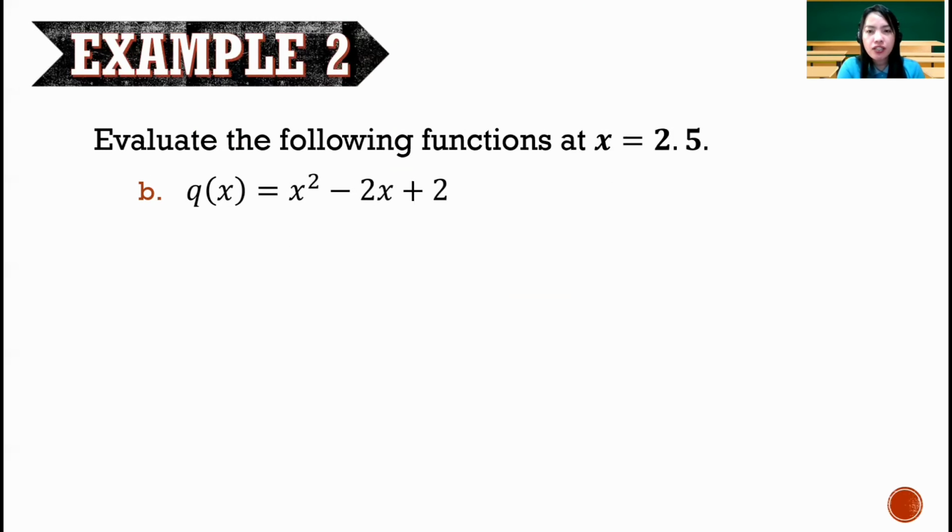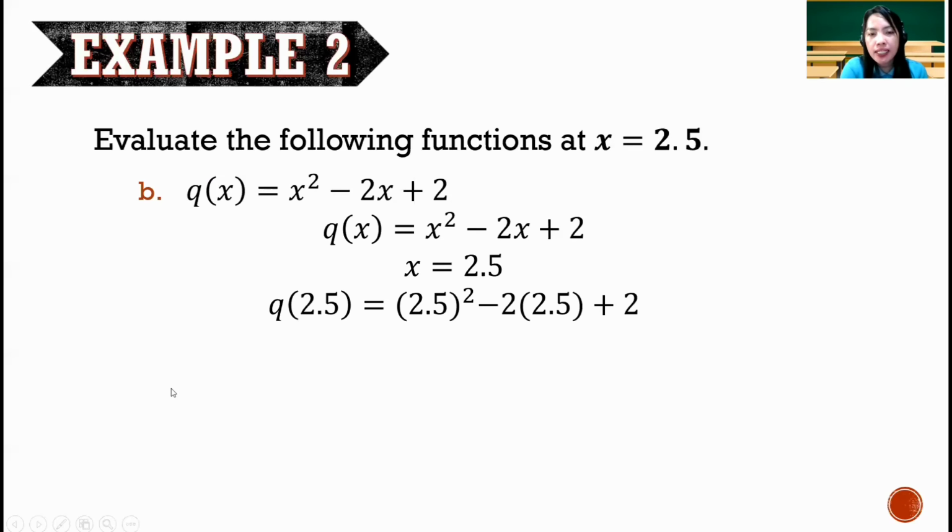Evaluate the following functions at x equals 2.5. The given function is q of x equals x squared minus 2x plus 2. We are going to take note that the value of x is 2.5. In evaluating the given function, we're going to substitute the x variable in the function with 2.5. So, aalisin natin lahat ng x at papalitan natin ng 2.5. So, here, naging na siyang q of 2.5 equals 2.5 squared minus 2 times 2.5 plus 2.